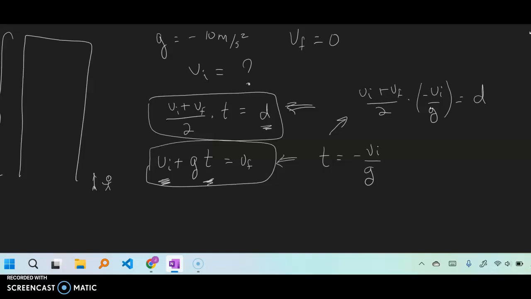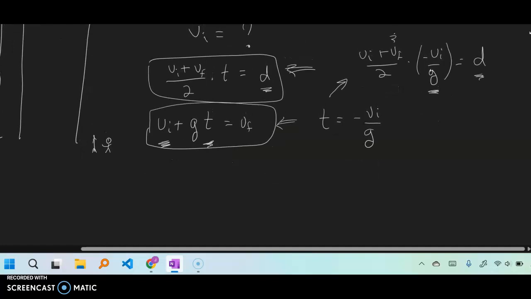Now this looks a little bit annoying. I'm trying to figure out VI, but now at least I feel like I've got one equation with one unknown. I know this d is 25. I know the g. I know the VF is 0, right? The final velocity up at the top of the building. And so now I feel like I can make a little bit of progress.